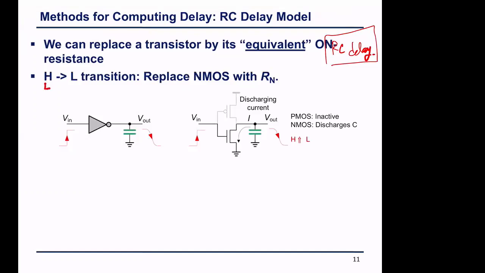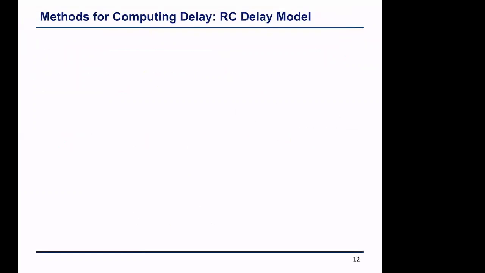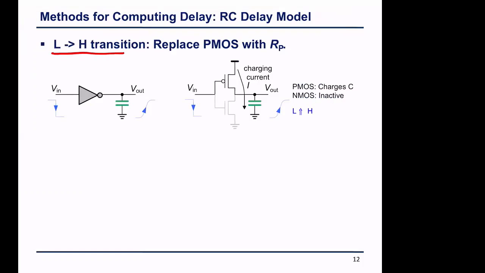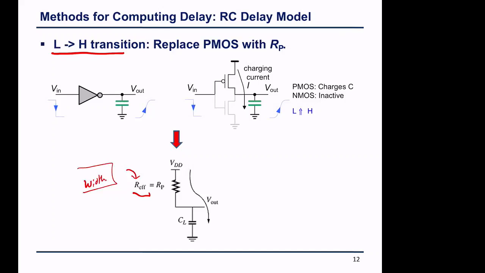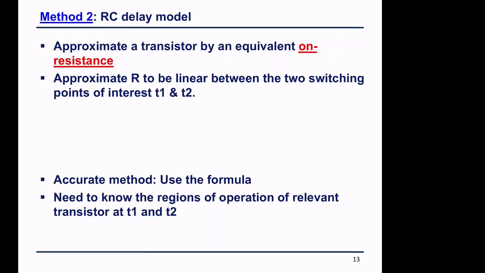So if I have a high to low transition at the output, then we replace the NMOS with RN and we find the effective RC time constant. Okay, so we need to find the effective RC time constant. And then in a similar fashion, if the output is transitioning from low to high, I'm going to replace the PMOS with a resistor RP, and I'm going to find the pull-up RC time constant, but based on R effective, because R effective depends on the width of the transistor.